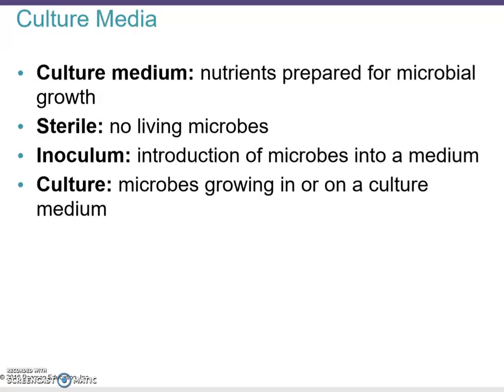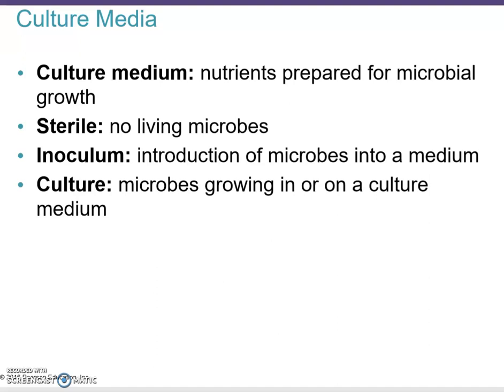So let's now move on to culture media. Obviously, if we want to grow bacteria, let's say in the lab, then we want to prepare a medium that allows these bacteria to grow. So we want to make sure that we provide all the nutrients that the microbe needs in order for it to grow. And so culture medium contains the nutrients and is specifically prepared for microbial growth. We want to make sure that when we're starting out growing bacteria, there are no living microbes in there. So we will autoclave the culture medium first, and then make sure that it's sterile to begin with.